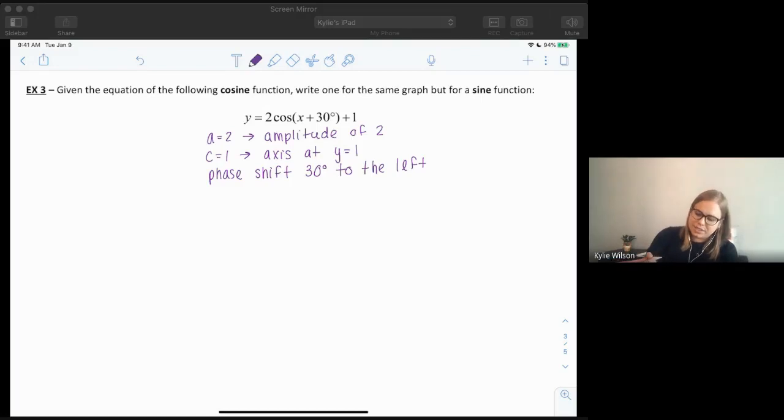And there's no K value, so that is it. Because there's no K value, that means K equals 1. So the period is just 360 degrees like that.